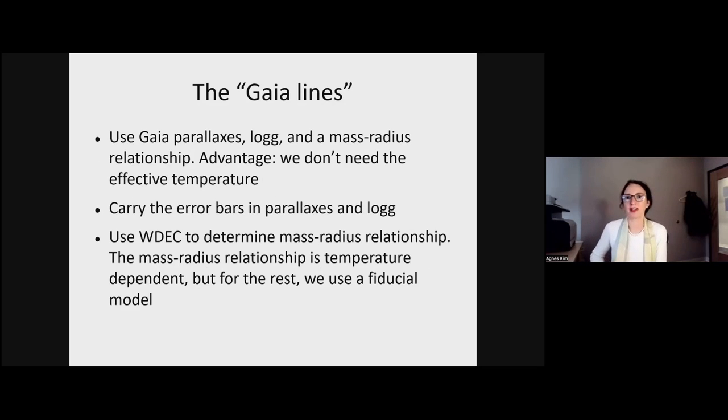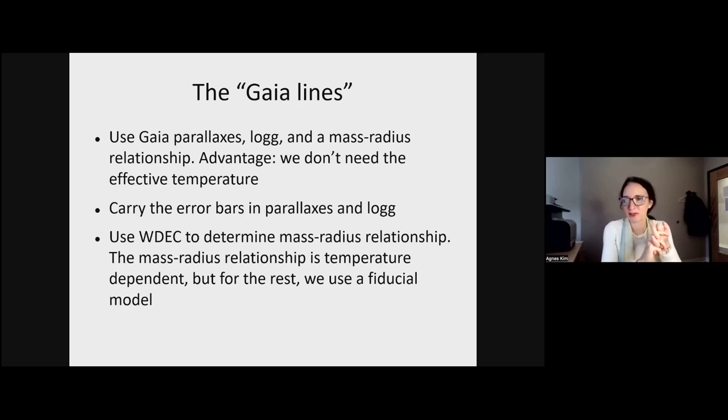So what I like to use is what's called the Gaia lines. I put these down in the mass effective temperature plane. They're built from pure Astro 101 using the Gaia parallaxes, the log g from spectroscopy, and then a mass radius relationship. The advantage is that we don't need the effective temperature. That's often a problematic thing with spectroscopy. And to get those lines, I do carry the error bars that we have in the parallax and the log g, so I'm going to get actually a range.